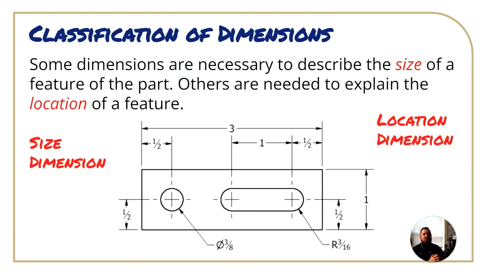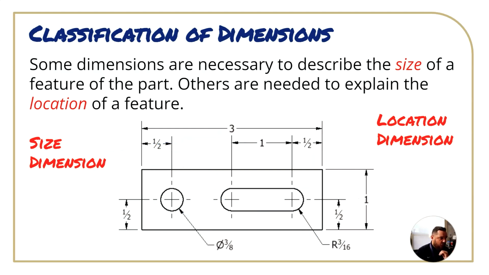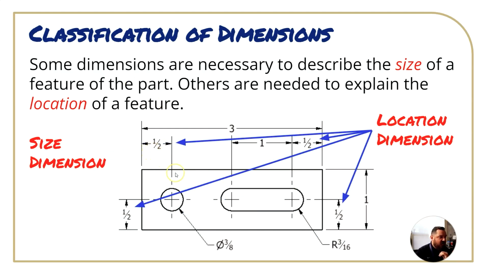So classifications of dimensions. Dimensions are the things that describe the size of our object or the size of a feature. So here we have this 3 here. That would be a size dimension along with these 1s here. But we also have another kind of dimension that describes where something is in relation to something else. So for example, our 1/2 here, these two 1/2s are telling us that the center point of this circle is a half of a unit.